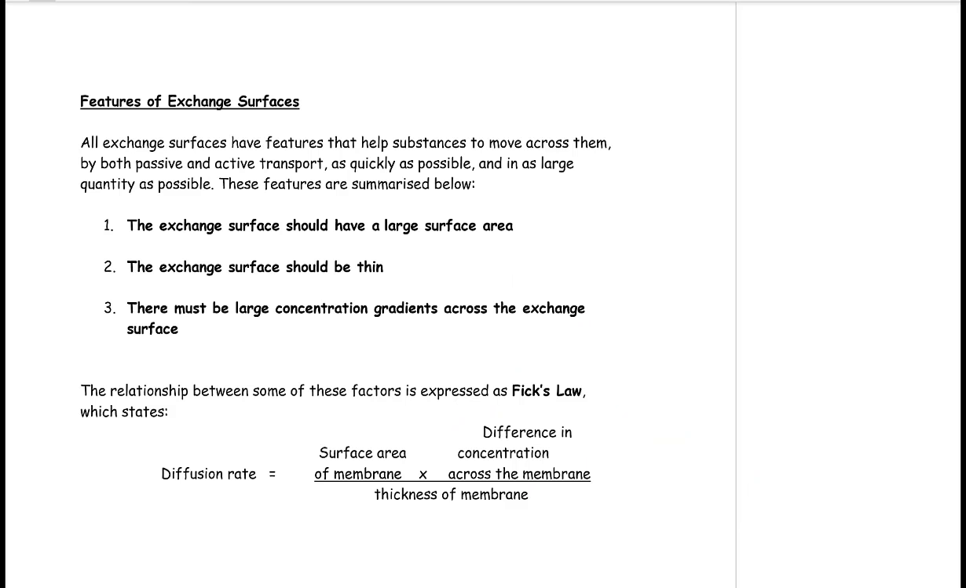Now that leads on to the next part, which is looking at features of exchange surfaces. So what you'll see is features of exchange surfaces are always represented with the same three features. The exchange surface should have a large surface area. The larger the better. It should be thin. Again, we want a nice thin membrane because diffusion is only useful over short distances, so we need a nice short distance. And there must be a large concentration gradient across the surface.